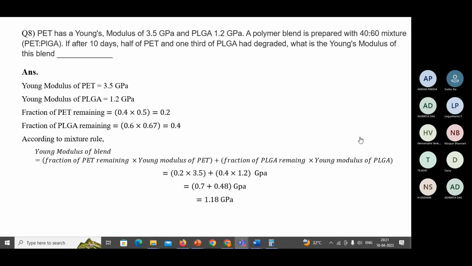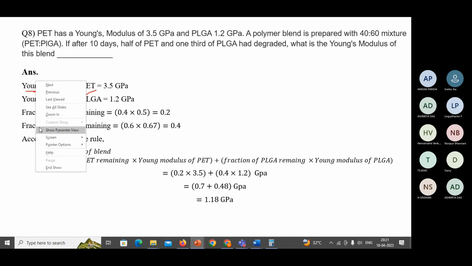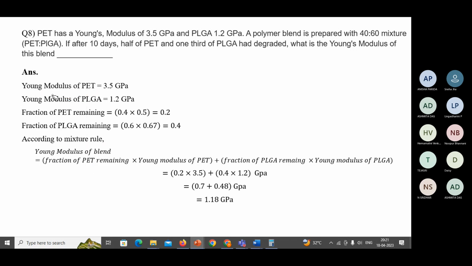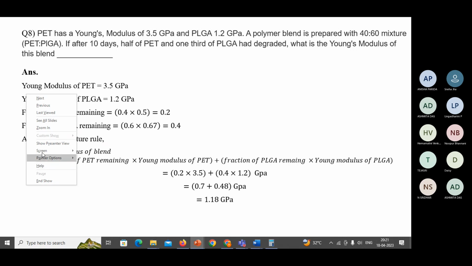So the process of solving this question is very similar to the first problem, where we find the Young modulus of the blend. Here in this question, as per the previous one, the information is given as the Young modulus of PET, the Young modulus of PLGA, and the fractions. So here the fraction is considered degraded or deteriorated.